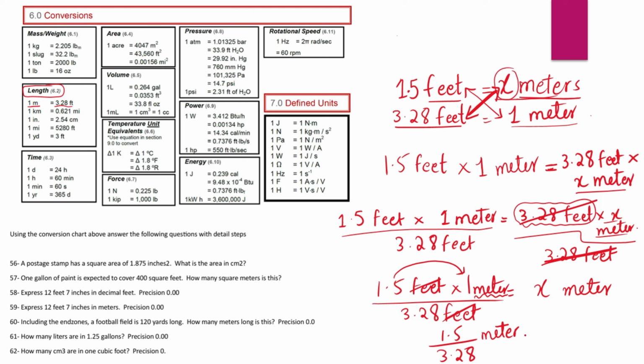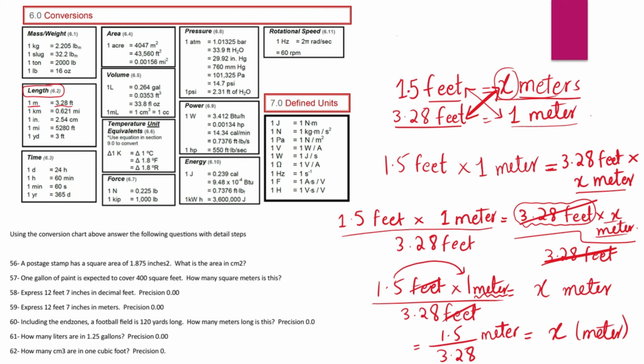And there is nothing else on the left hand side. On the right hand side we have x meters. You don't need to write meter. Now what we are going to do is divide 1.5 by 3.28. Whatever value we get is equal to 1.5 feet. That is what we wanted to find, right?